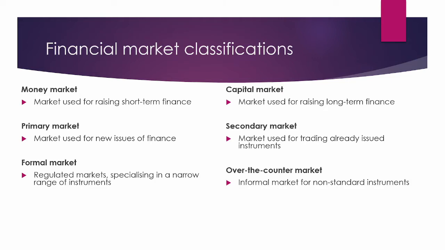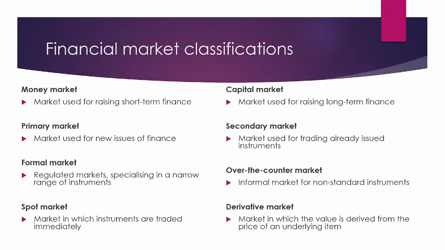The formal market is a regulated market that specializes in a narrow range of instruments. A stock exchange would be considered to be a formal market. These markets are also easily accessible to small or individual investors. An over-the-counter market is an informal market that is for non-standardized or specialized instruments.